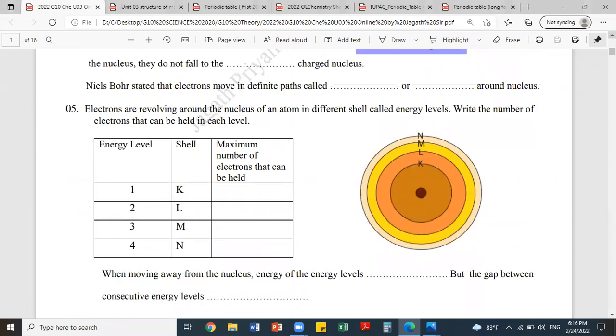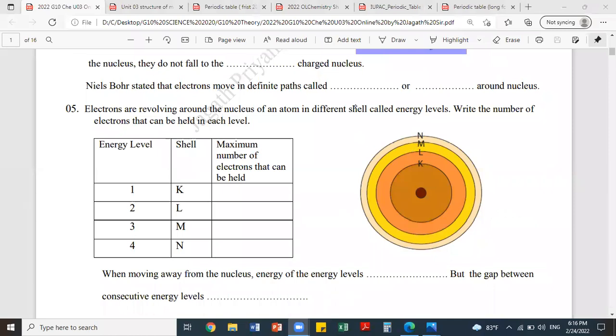So the position of electrons in an atom: electrons are revolving around the nucleus, not at the same level. There are different energy levels. We call them shells or the energy levels. You all can see the screen, this diagram. When moving away from the nucleus, the gap between the energy levels gradually decreases.